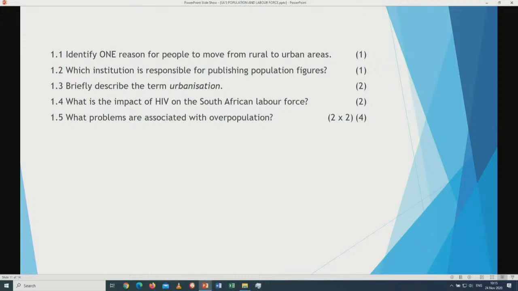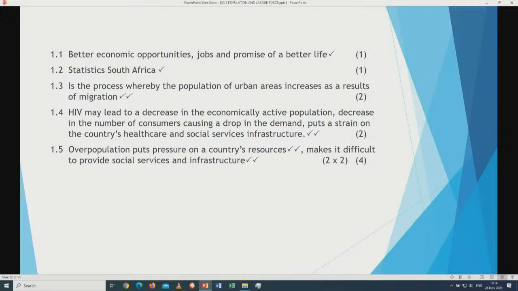Right, so these are the reasons for people to move from rural to urban areas. Question number 2, which institution is responsible for publishing population figures? It's Statistics South Africa, Stats SA, also 1 mark. And then question number 3 required you to describe the term urbanization. So what is urbanization? It is the process whereby the population of urban areas increases as a result of migration. So that is our definition of urbanization.